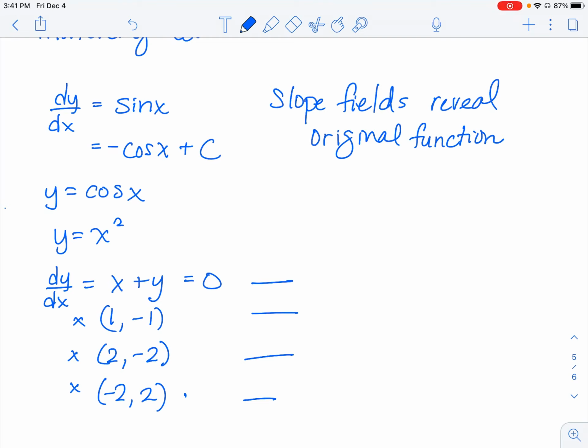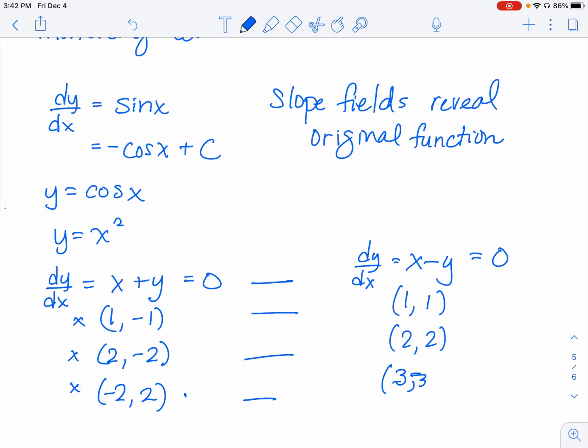Same thing when it says dy dx is equal to x minus y. I'm trying to think to myself, when will that be 0? Well, whenever it's 1 comma 1, 2 comma 2, 3 comma 3. How about negative 1 comma negative 1? 1 minus a negative 1 is going to be 0. So I will see these horizontal tangents all through those lines. Okay.